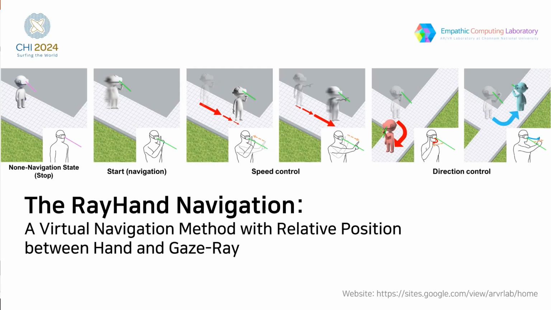In summary, we introduced a novel VR navigation technique named RayHand navigation, which combines gaze and hand interactions. It supports both speed and direction controls by relative position between the hand and gaze ray, while decoupling looking around and navigation activities. For more details, we encourage you to refer to our published paper.